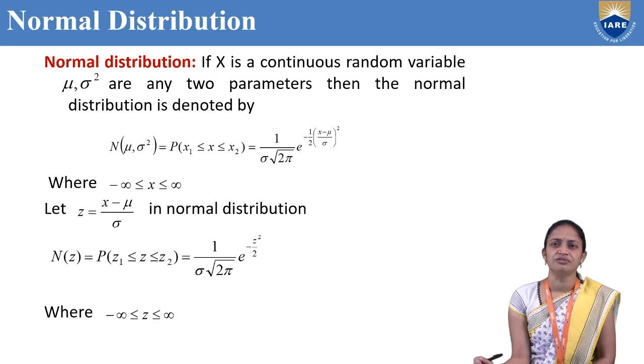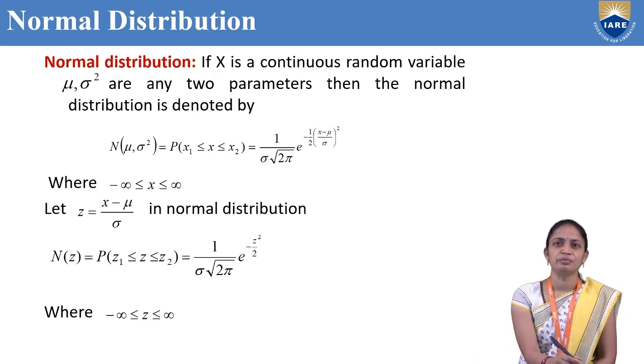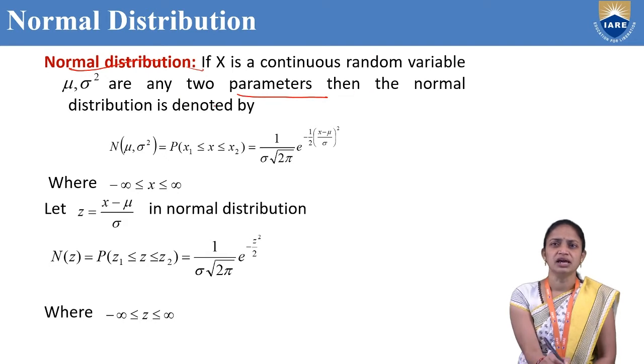In this session, I am going to discuss normal distribution. So what is the definition of normal distribution? If X is a continuous random variable and mu, sigma square are any two parameters, then the normal distribution is given by N of mu, sigma square, that is equal to P of x1 less than or equal to X less than or equal to x2.